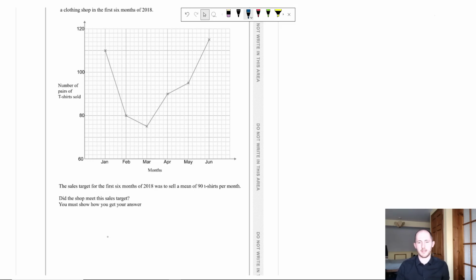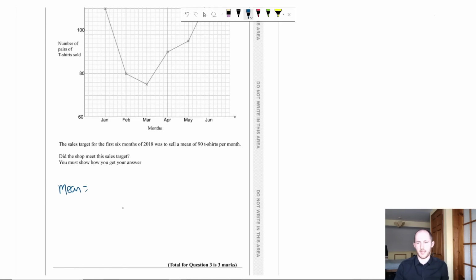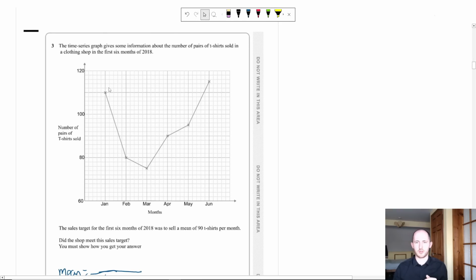Well, what you do is you add up all of the values. So in this case, it's going to be the number of shirts sold in each month. We're going to add those all up and divide them by the number of months, okay? And this way you need to be careful, because here there's only 6 months. In questions similar to this in the past, students have just divided by 12 because they thought, oh, months, 12 months in a year. So be careful.